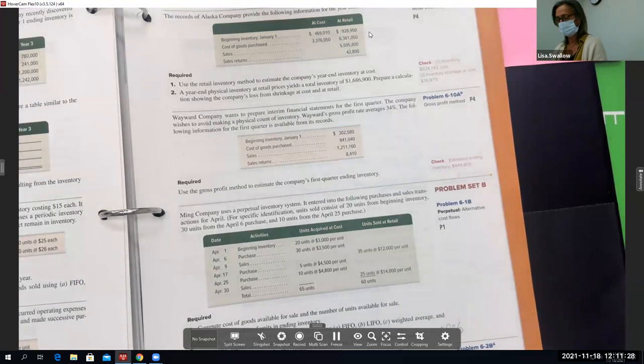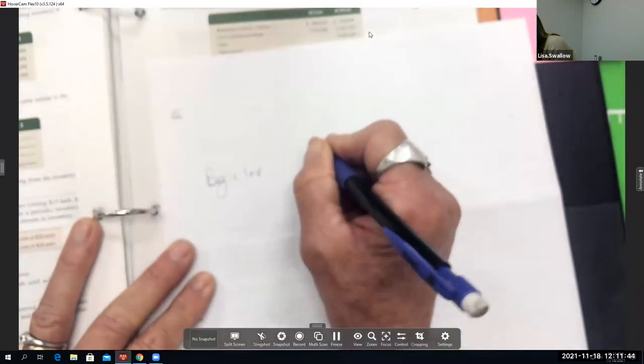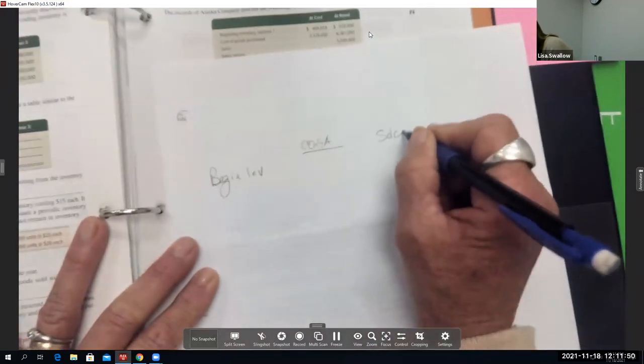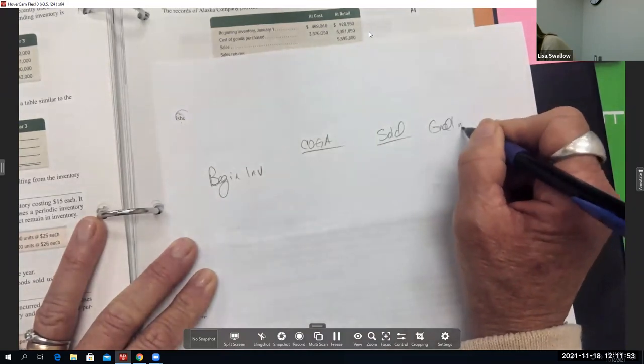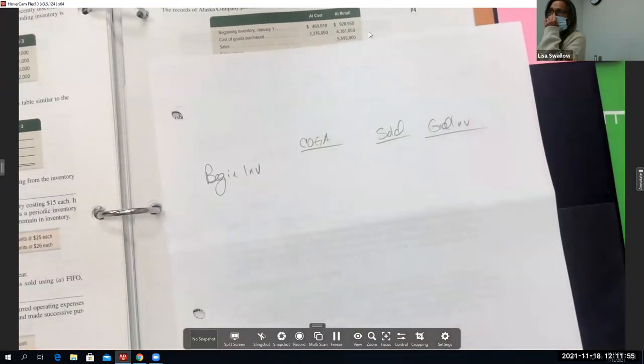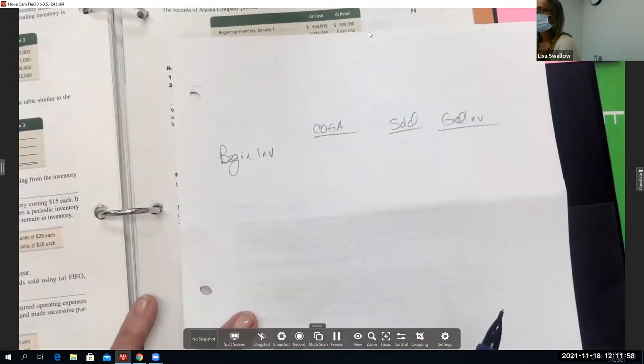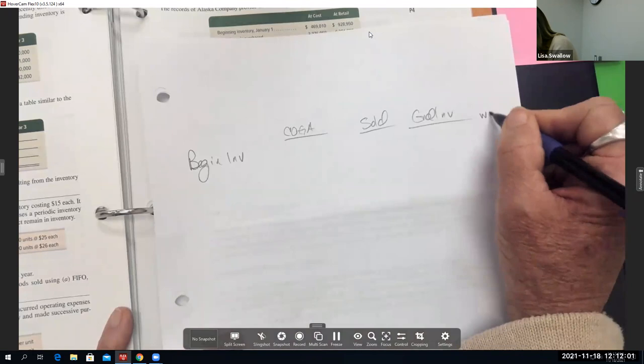Let's set up our little columns. Okay, and I'm just going to make this up. So what do we always start with? What do you always have to think of? Cost if it's available. And then what do you need for a last little column with weighted average? We call it weighted average unit cost. So set this little guy up and put in the data.